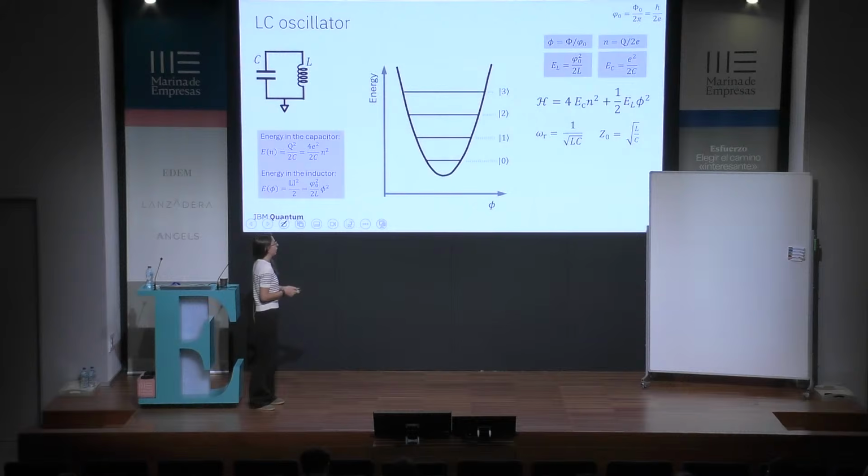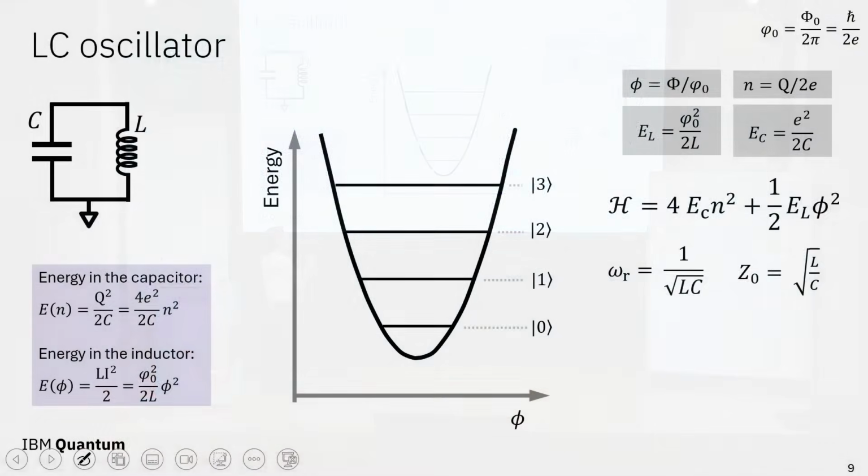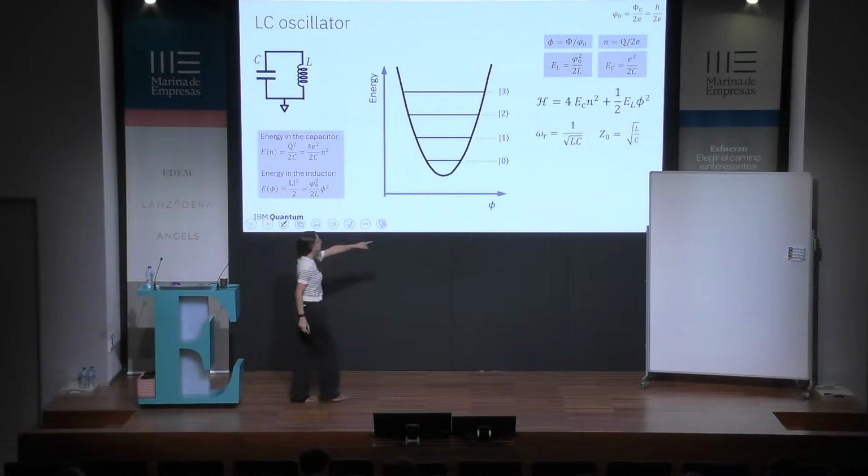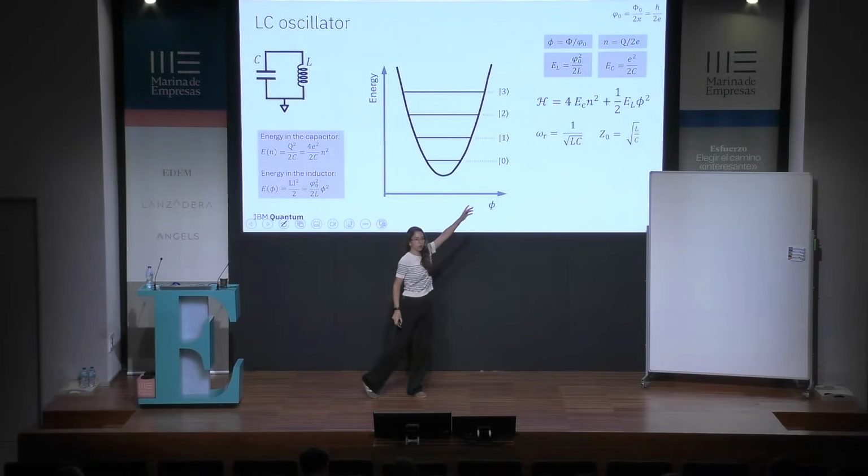And if you diagonalize that, as we were saying, you end up having these horizontal lines, which are the eigenstates of the system. So the eigenenergies of the different eigenstates of the system with either 0 excitation, the ground state, 1, 2, 3, and so on. And these live, as we were saying, in this parabolic potential as a function of phase, which comes from the 1/2 of EL times phase squared.